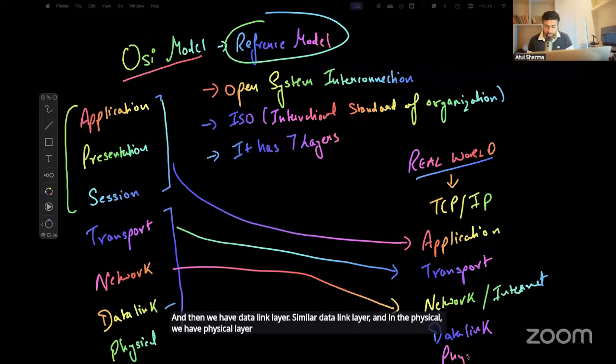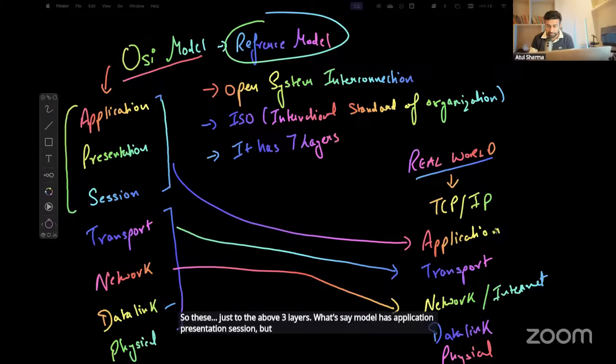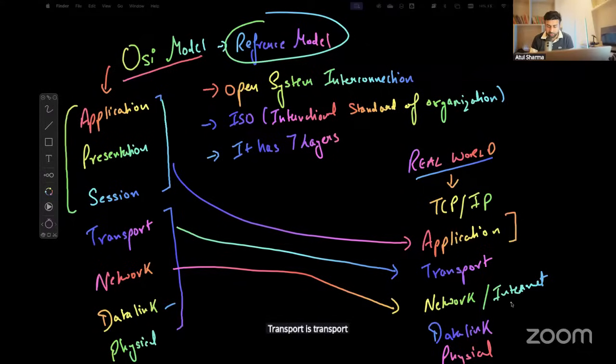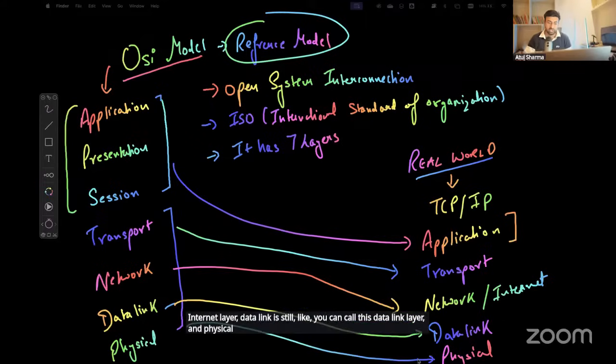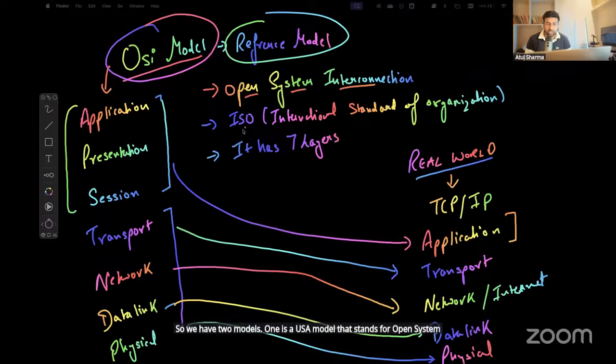So these are just the above 3 layers. The OSI model has application, presentation, session, but in TCP/IP it is only called application. Transport is transport, network is network, or sometimes it is called the internet layer. Data link is still the data link layer, and physical is also called the physical layer. So we have two models. One is the OSI model that stands for Open System Interconnection, made by ISO, International Standard of Organization.